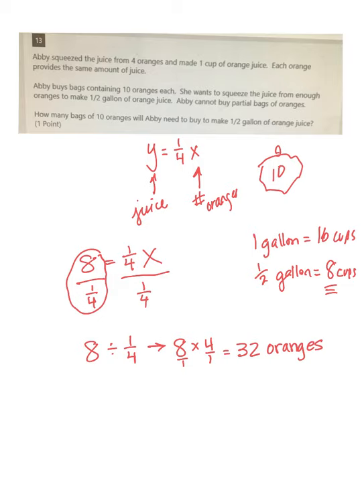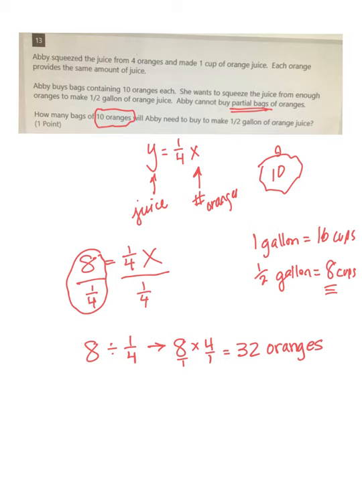Now here was the trick. I didn't really agree with this question. I thought it was a little unnecessarily tricky. It says you need how many bags of 10 oranges? Because it says you can't buy partial bags, which is true. If you go to the store and they're selling bags of oranges, you can't say, well, I only need 8. I'm just going to open the bag and get rid of 2. No, you wouldn't do that.